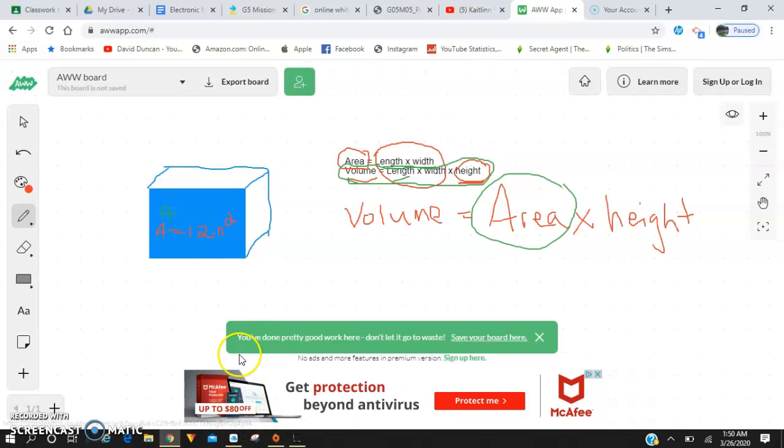It is not cubed. We're only multiplying two things, length and width. So the area of just the solid filled blue square portion of my right rectangular prism is 12 inches squared. Again, that's thinking of this as like a bedroom. That's how much carpet you need to carpet the bottom layer of the floor.